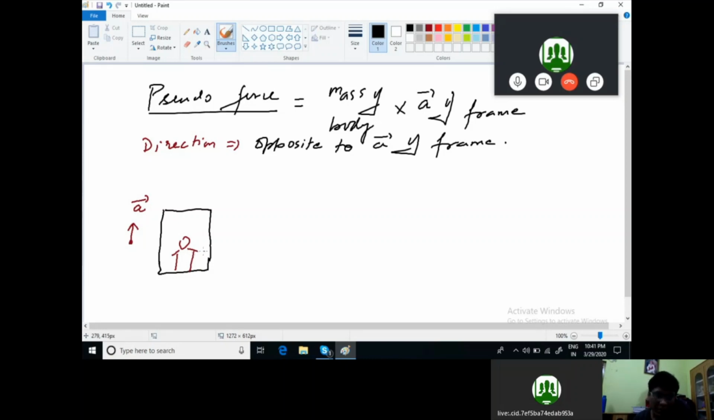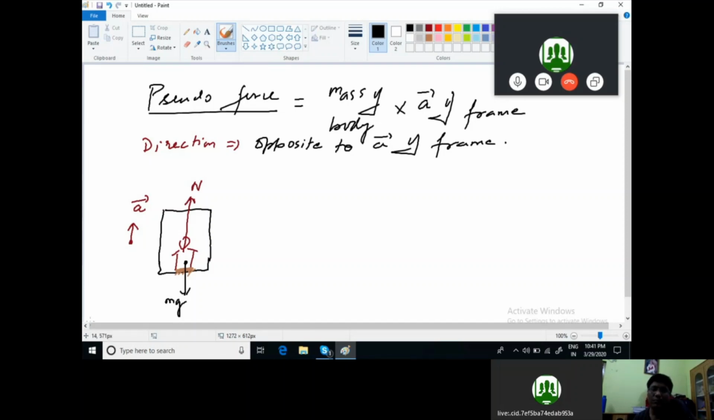Let us consider that we are also in the lift. Now we'll draw the free body diagram. What is the first force? When the man is standing on the platform, the normal reaction is acting on this body, in the upward direction. So this is N, right? The real force acting on this body due to gravity will be downwards, that is M times G.